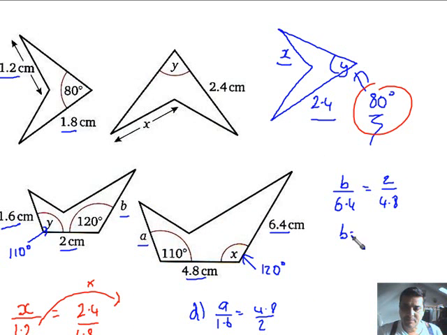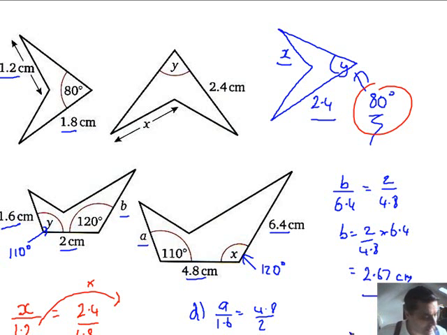So B is going to be 2 over 4.8 multiplied by 6.4, and we get the answer straight away. So 2 divided by 4.8, and then we're going to multiply that by 6.4, and that gives me 2.666666666. So I'm going to go for 2.67, and don't bother putting the recurring on that, and that'll be centimeters to 2 decimal places. Alright.